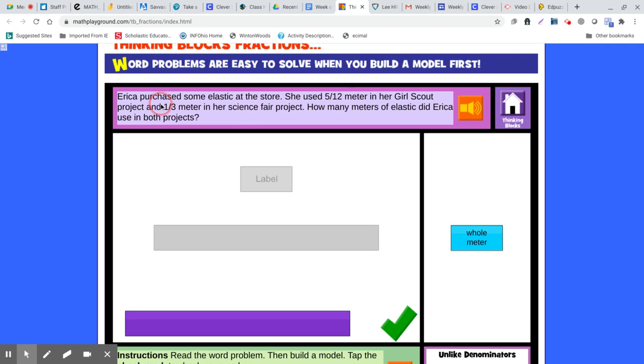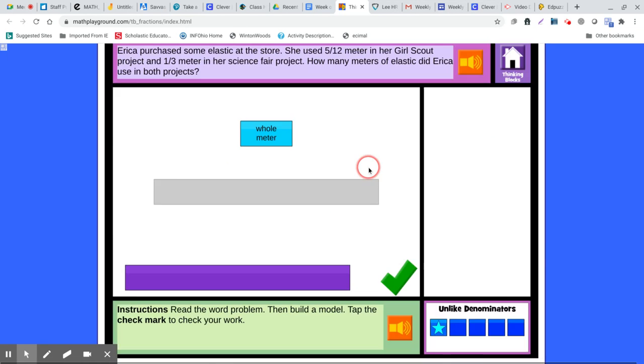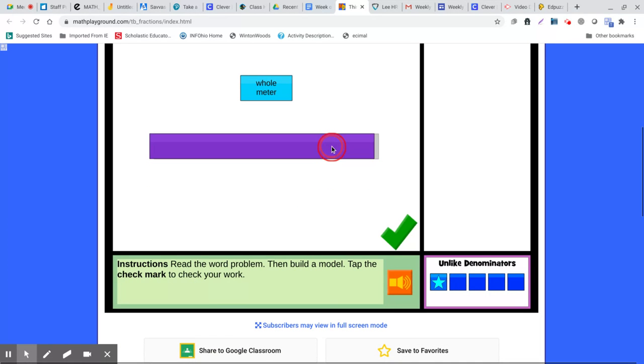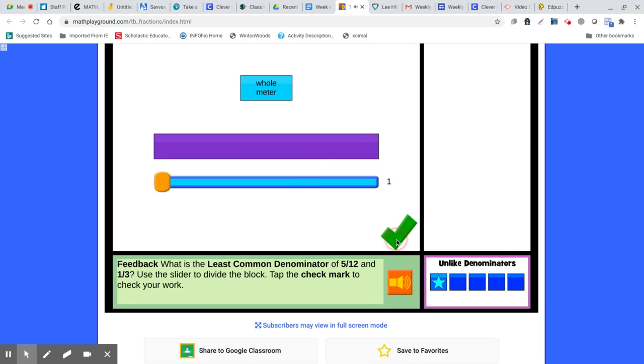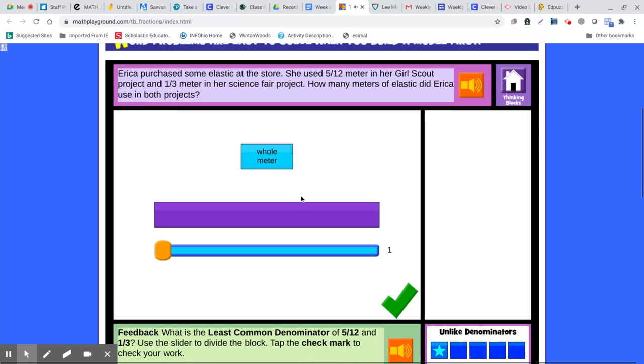So it sounds like we are adding. She wants to know how many. We want to know how many meters she used in both projects. Looks like we need to add 5/12 plus 1/3. So let's go ahead and put these labels on. Whole meter, 1 whole. It looks like we have different denominators. What are the denominators, guys?